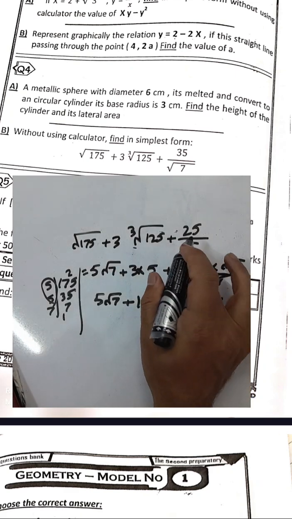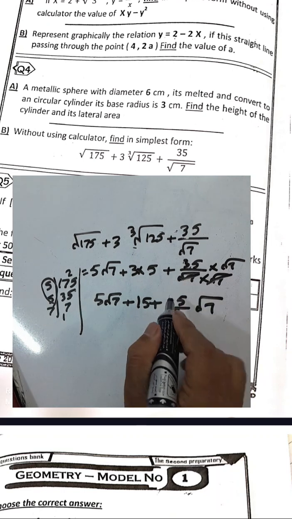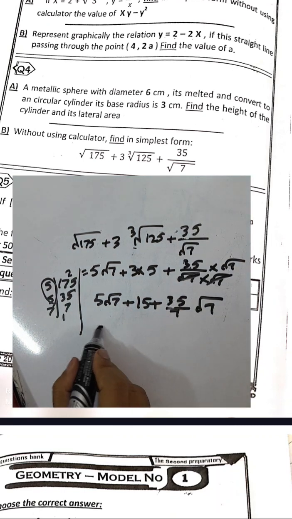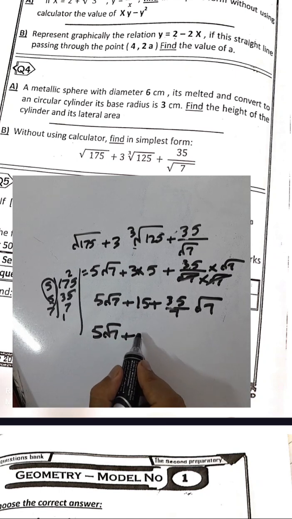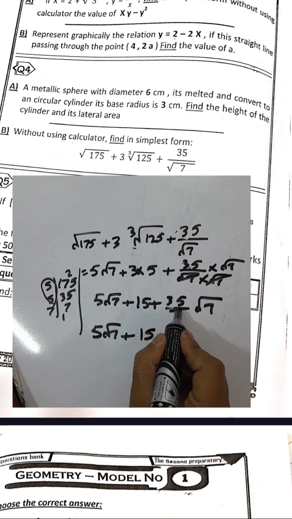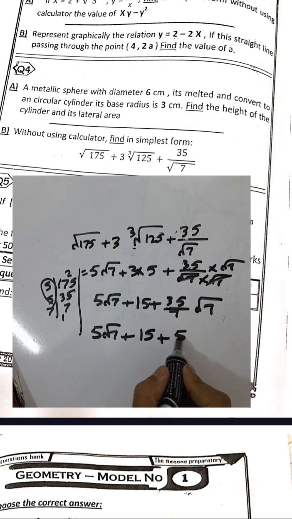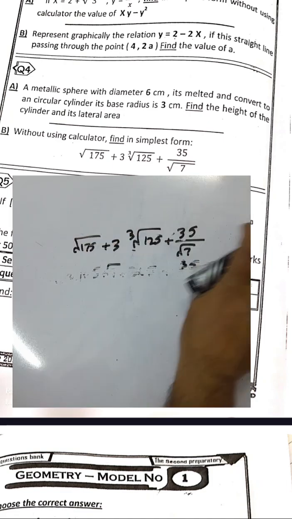Sorry, it was 35. 35 divided by 7 will be 5. Then the result will be 5 root 7 plus 15 plus 35 divided by 7 equals 5, and write root 7. Add them, the result will be 10 root 7 plus 15. It's the result without using a calculator.